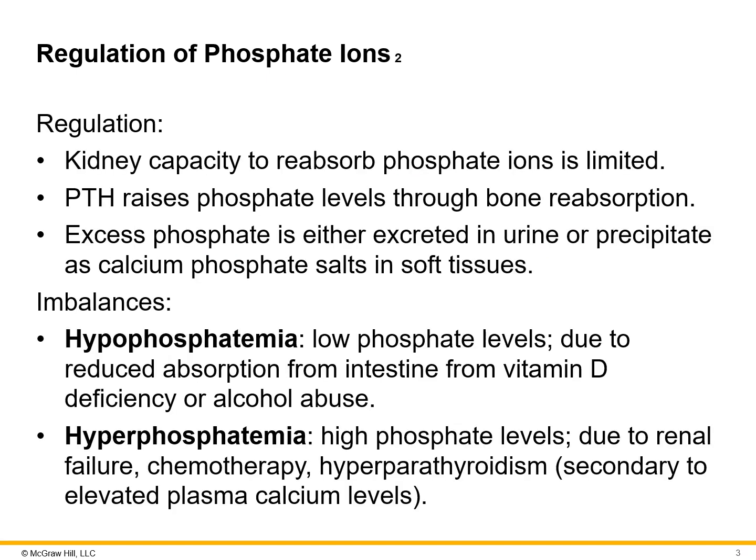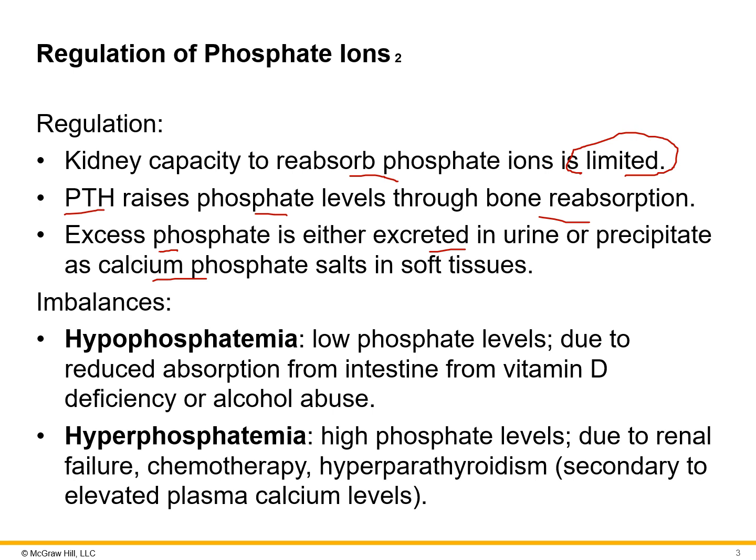All right, so reabsorption in the kidney of phosphate ions is actually pretty limited. So instead, just like with calcium, parathyroid is going to raise phosphate levels through bone reabsorption. So just like with calcium, if those phosphate levels drop, we release the phosphate from bone. If there's excess phosphate, though, it's either excreted, so it's removed in the urine, or it precipitates into the calcium phosphate as salts in our soft tissues.